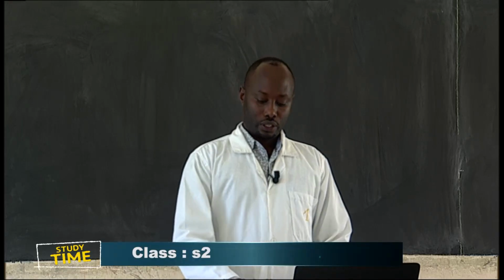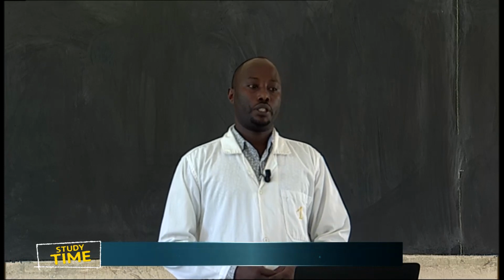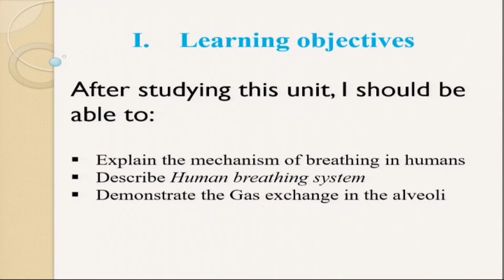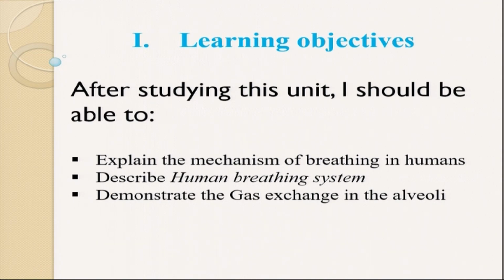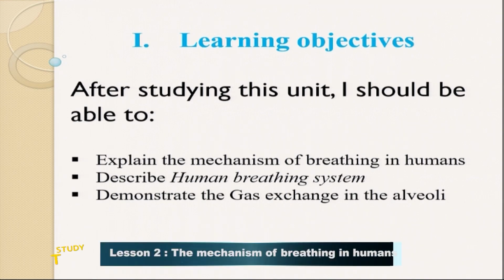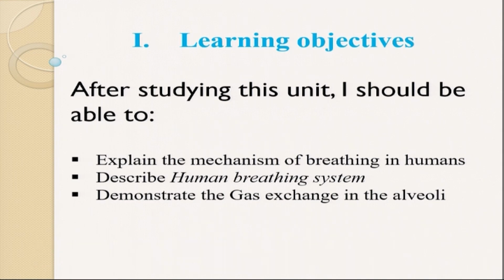So let's start our lesson, and we have the learning objectives. At the end of this lesson, we should be able to explain the mechanism of breathing in humans, describe the human breathing system, and demonstrate the gaseous exchange in the alveolar sac, or alveoli. Those are the learning objectives of the lesson. So quickly, let's go to the breathing mechanism in humans.